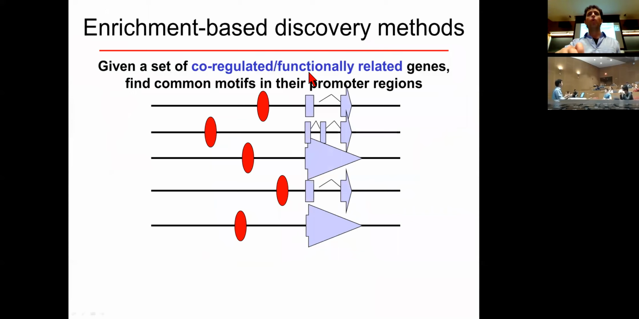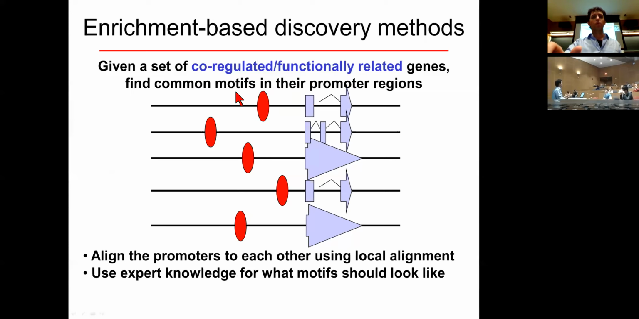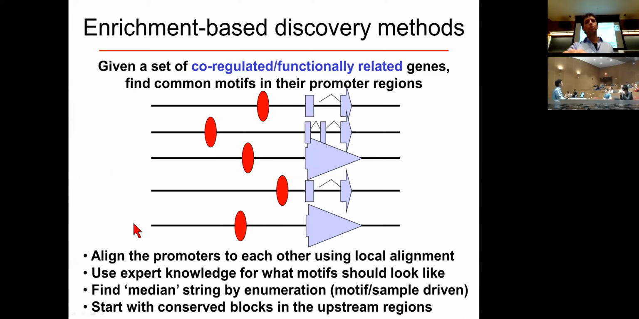All right, so now let's look at this enrichment-based discovery. Given a set of co-regulated or functionally related genes or regions, can we find common motifs in their promoter regions? So I have a bunch of genes and I'd like to find common motifs within them. So what can I do? I can use sequence alignment to align the promoters to each other using some kind of local alignment technique.